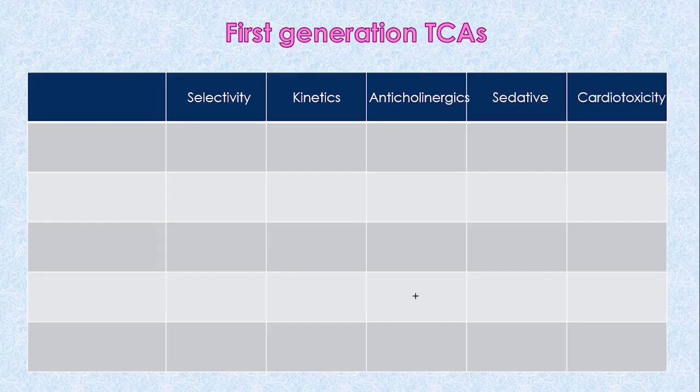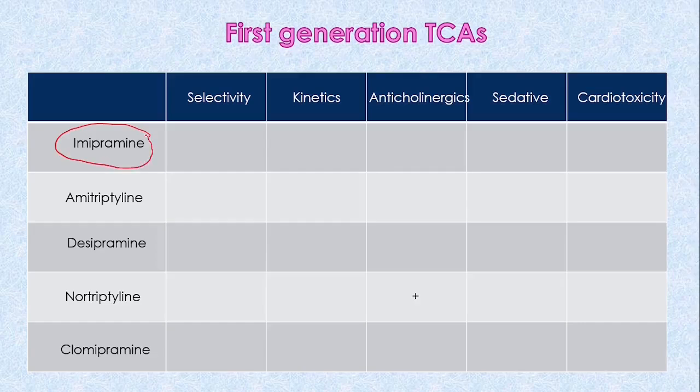The prototype of the first generation is imipramine. We never forget imipramine. This is the prototype tricyclic antidepressant. It is the most famous of the tricyclic antidepressants. Usually comparison is made according to imipramine. Imipramine is non-selective in its uptake of monoamines. It inhibits both uptake of 5-hydroxytryptamine and noradrenaline.